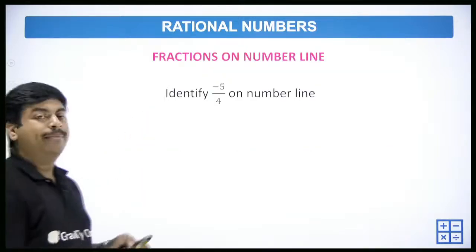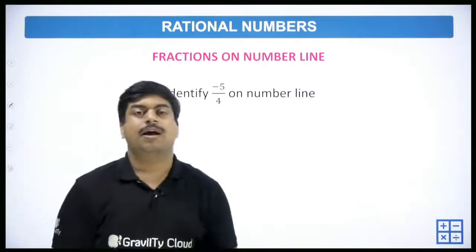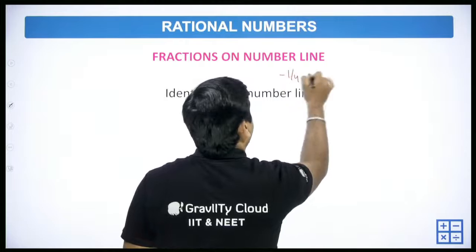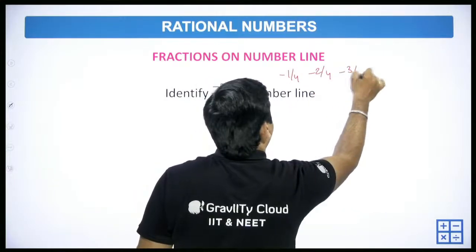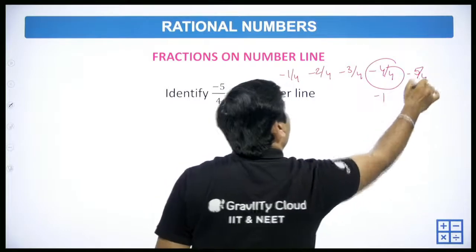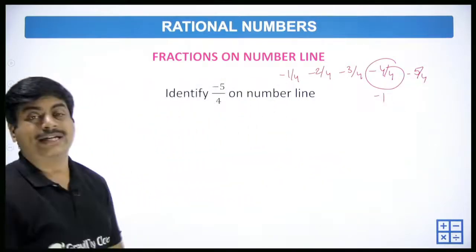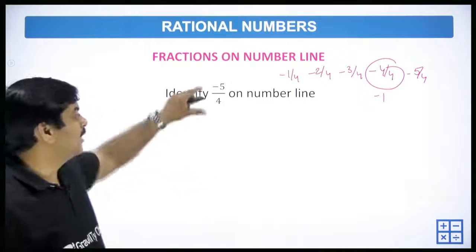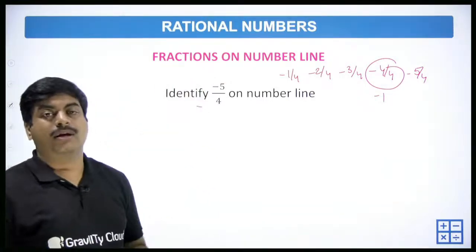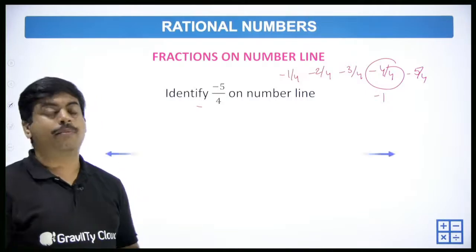Identify minus 5 by 4 on a number line. Minus 5 by 4. I told you minus 1 by 4, minus 2 by 4, minus 3 by 4, minus 4 by 4. This value is minus 1, and after that we have minus 5 by 4. So it is not in between 0 and minus 1. You can carefully see 5 by 4 is an improper fraction. 5 is greater than 4. It is an improper fraction, right?